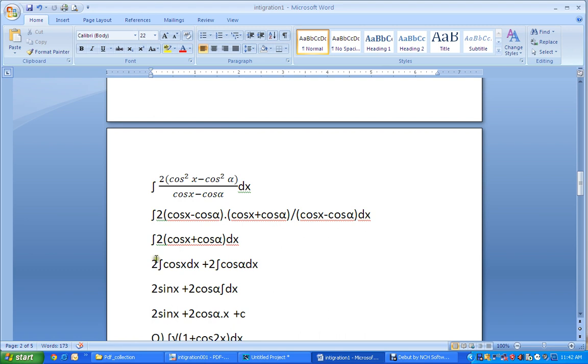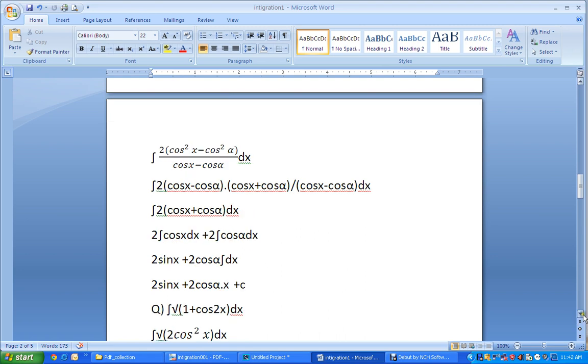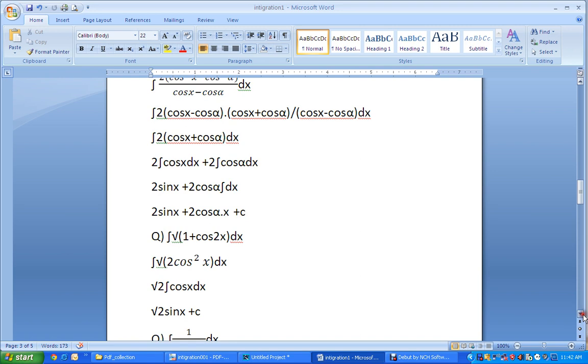Now just separate into two parts. The first part is 2 cos x, so 2 is outside, integration of cos x dx, then plus 2 times integration of cos alpha dx. For 2 times integration of cos x, the integration of cos x is sin x, so this will be 2 sin x. But for 2 integration of cos alpha dx, cos alpha is a constant because there is no x in cos alpha. So take 2 cos alpha outside, and integration of dx is x, so this whole will become 2 cos alpha into x, and then plus c. C is an integration constant.